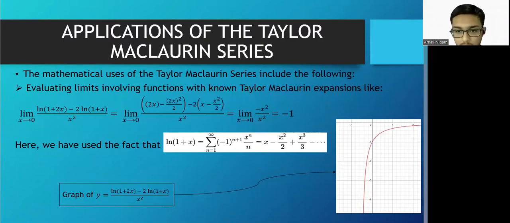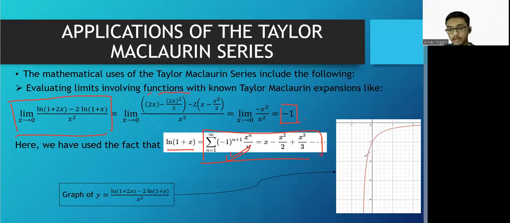So the mathematical uses include the following. Firstly, evaluating limits involving functions with known Taylor-Maclaurin expansions like the given function. For this function, we can use the approximations of ln(1 plus x), which is given by the Taylor series expansion of this form. Using this expansion in just up to 2 terms, we obtain quite an accurate result of -1. Here, I have also drawn the graph of this function. And we can fairly see that as we go on extending the graph till x equals -1, we obtain the limit of y.